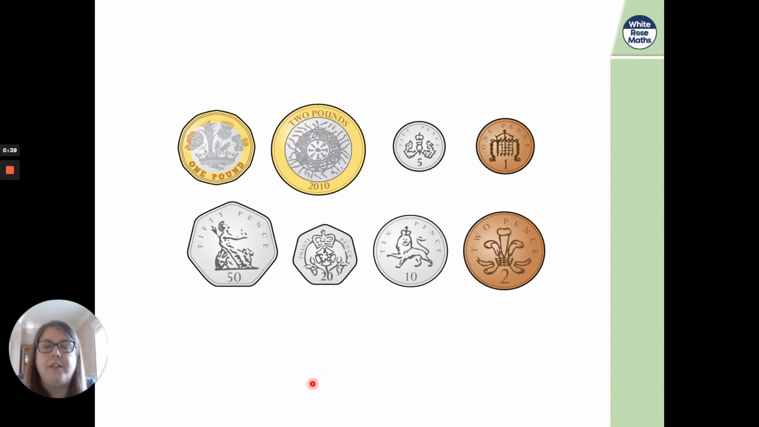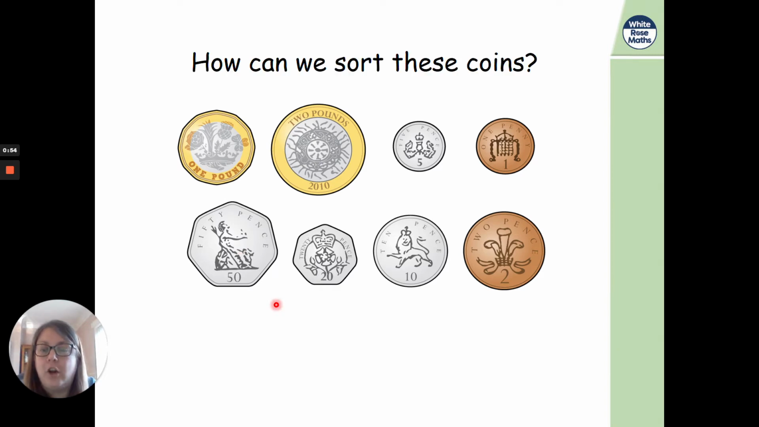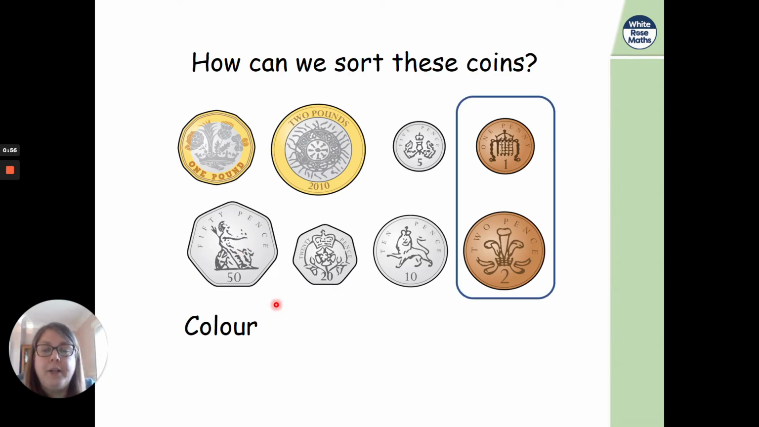So let's have a look at these coins. Anybody recognise these coins? So we've got £1, a £2, a 5 pence, a 1 pence, a 2 pence, a 10 pence, a 20 pence and a 50 pence. And we can sort these coins in lots of different ways. So we could sort them by colour. We've got bronze, or we've got the silver, or we've got the gold and silver ones.